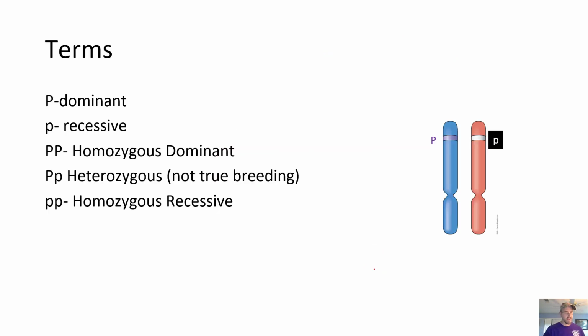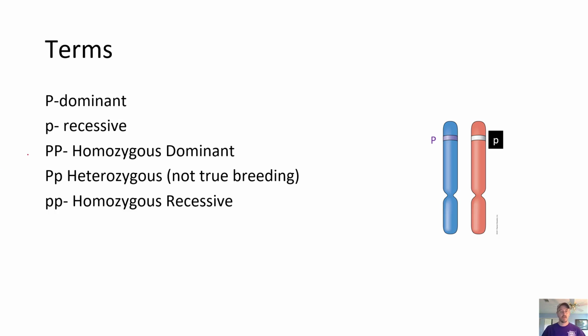All right, so the last slide on this video segment, we'll just look at the terminology that goes along with Mendelian genetics. So the letters are alleles, right? Alleles are versions of the gene, and we can be purple or white in this case. If it's capital, it's dominant. If it's lowercase, it's recessive.